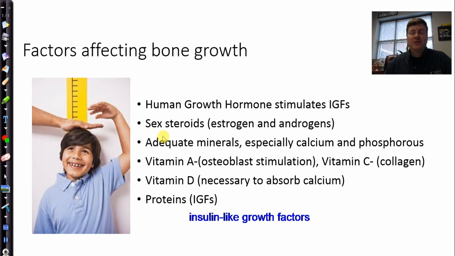Other factors that influence bone growth include adequate minerals. Obviously, there must be calcium and phosphorus, which make up part of the matrix that we associate with bone. And some vitamins, in particular vitamins A, C, and D. Vitamin A is actually going to be important to influence osteoblasts to be active. When osteoblasts are active, of course, that's going to produce more bone. Vitamin C we associate with collagen production. Vitamin C is going to be necessary to make the collagen fibers that we also associate with the bony matrix.